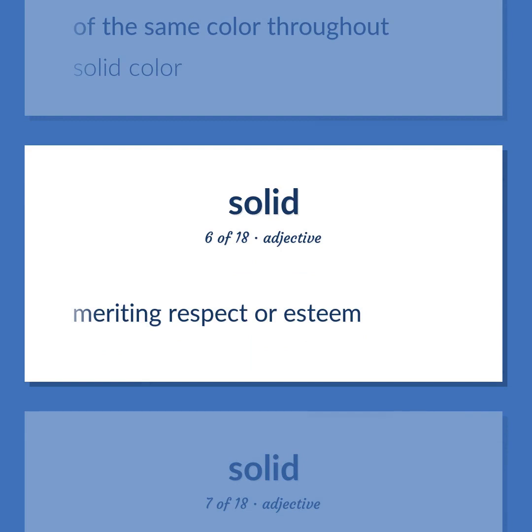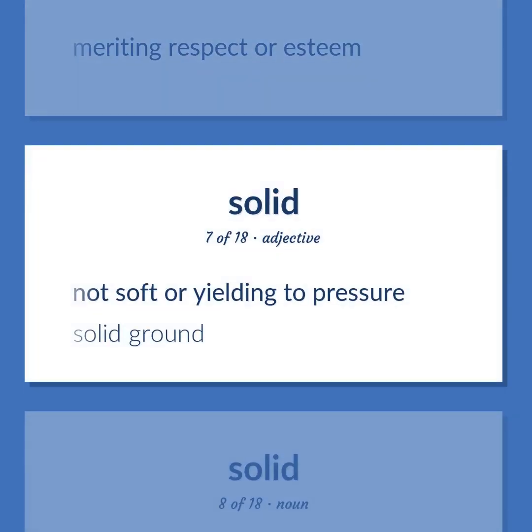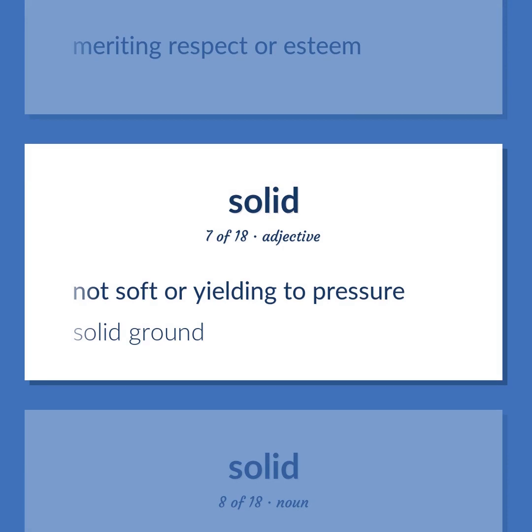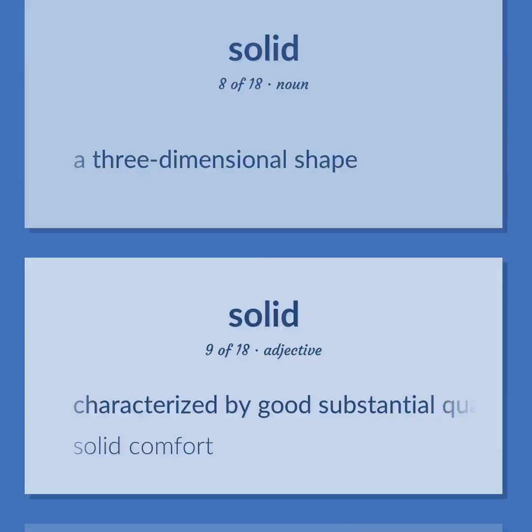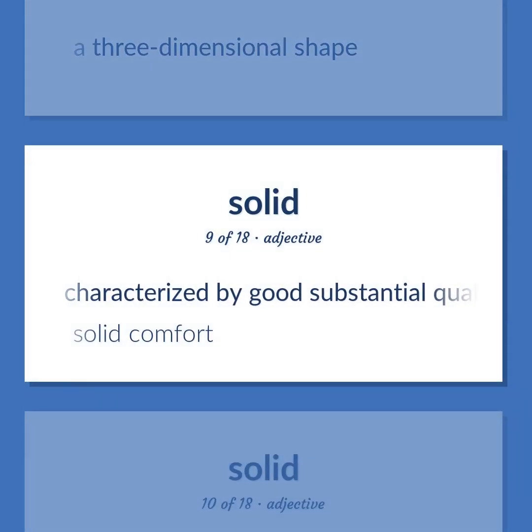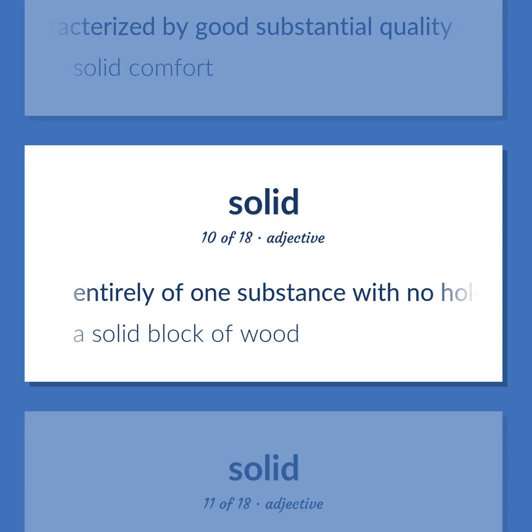Meriting respect or esteem. Not soft or yielding to pressure. Solid ground. A three-dimensional shape. Characterized by good substantial quality. Solid comfort. Entirely of one substance with no holes inside. A solid block of wood.